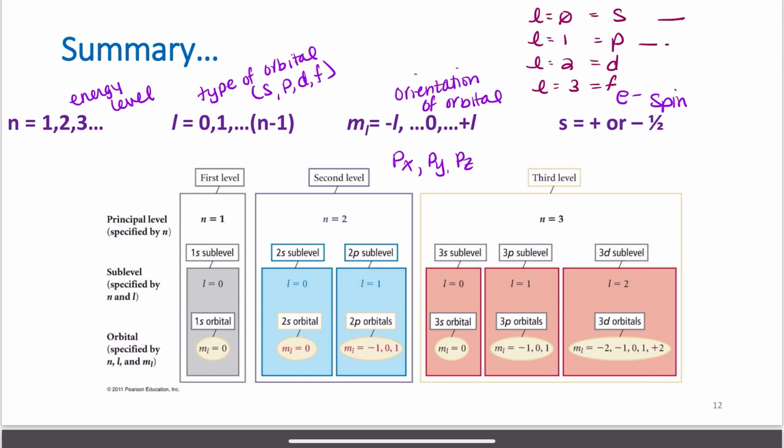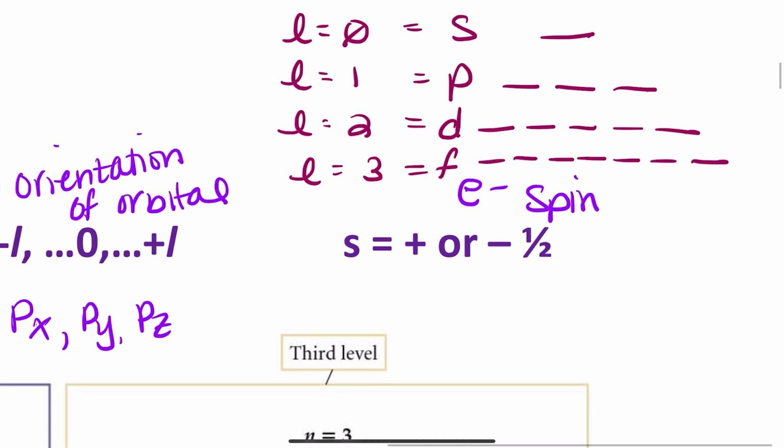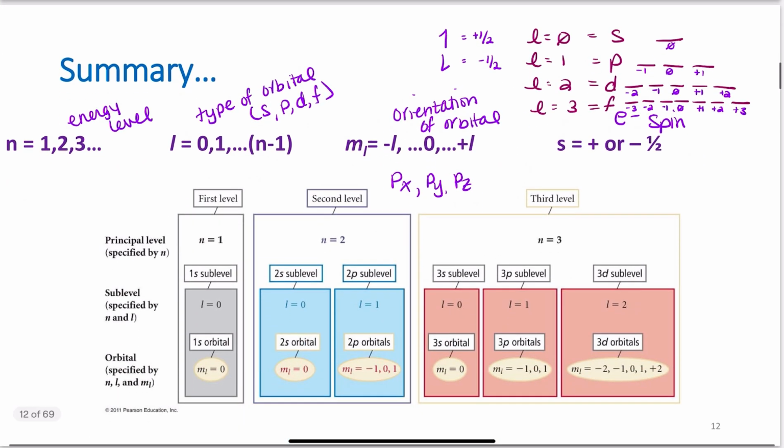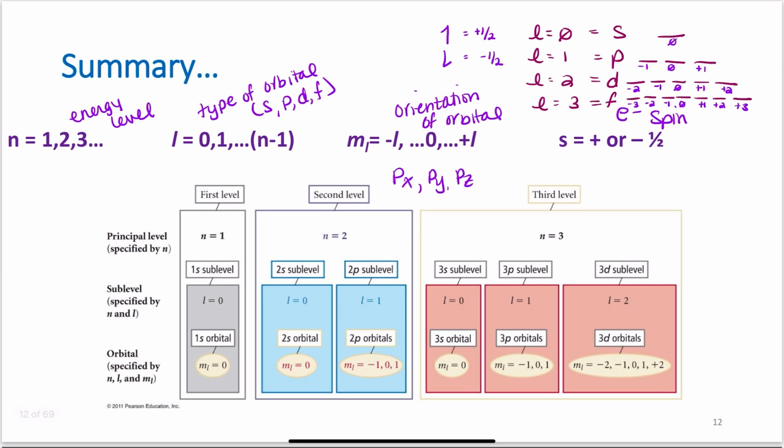And then you've got 1, 3, 5, or 7. And within here, they're numbered 0, -1, 0, +1, -2, -1, 0, +1, +2, and -3, -2, -1, 0, +1, +2, and +3. Spin up is +1/2. Spin down is -1/2. We will practice a little bit more, but I need you guys to start seeing the correlations between your atomic orbitals and your electron configuration and your quantum numbers.